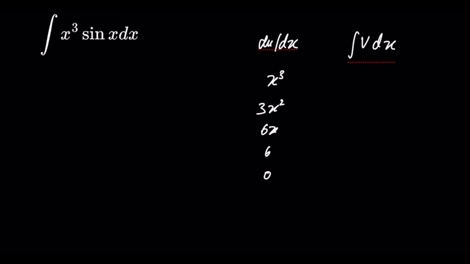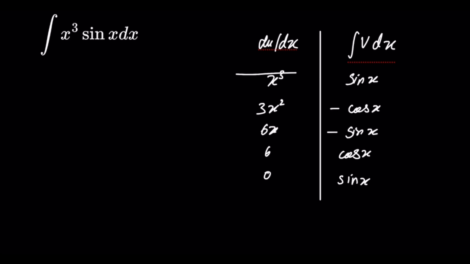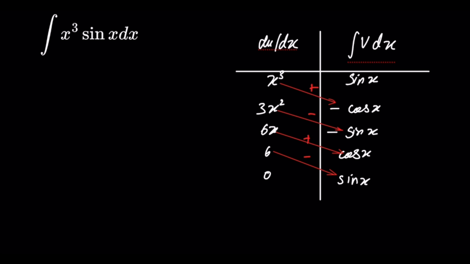For the integrals of v, we're going to write sine as it is. So the integration of sine becomes minus cos of x. Integration of minus cos of x becomes minus sine of x. And then it becomes cos of x and sine of x. Now we connect the derivatives and integrals diagonally, starting with the positive side. So this becomes positive, negative, positive, negative. Now we're going to put everything together and write the final answer like this.